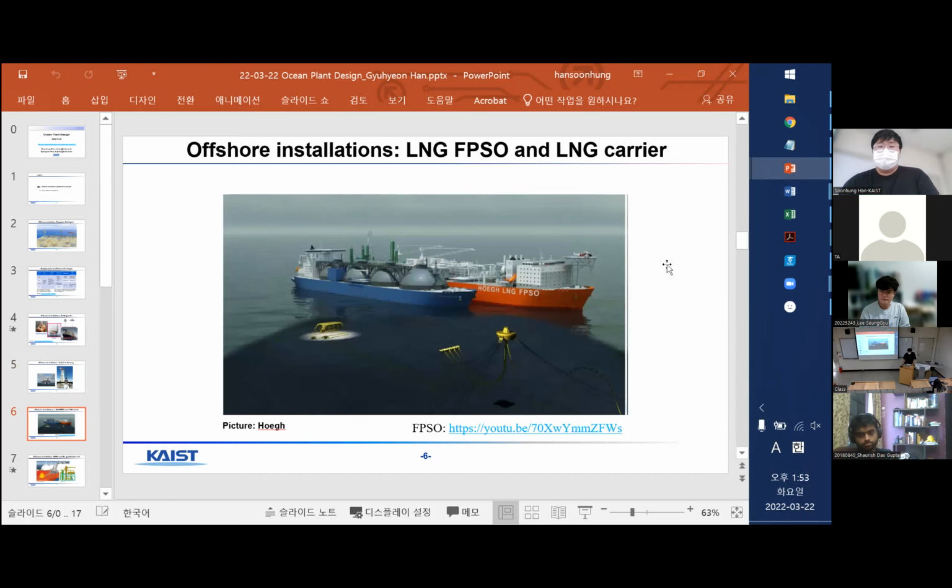This is a sample image for FPSO and LNGC. As I said, FPSO is a floating production, storage, and offloading unit. So the blue one is the FPSO. It is connected with the underground subsea plant system, and it produces and post-processes the oil and gas and liquefies the gas to LNG, and it offloads to the LNG carrier. Then this LNGC carries the LNG tanks to the ground.